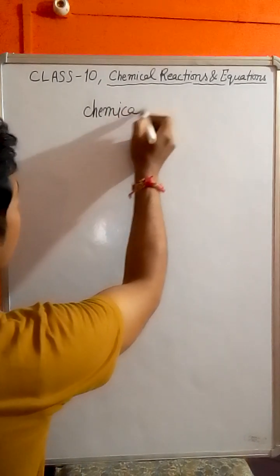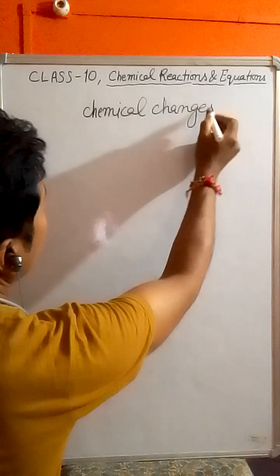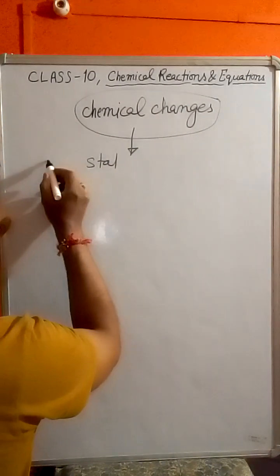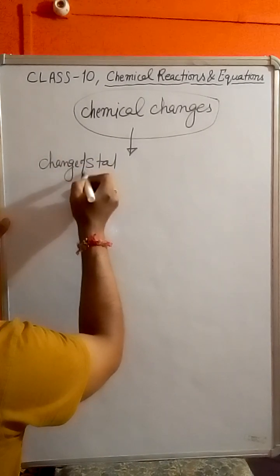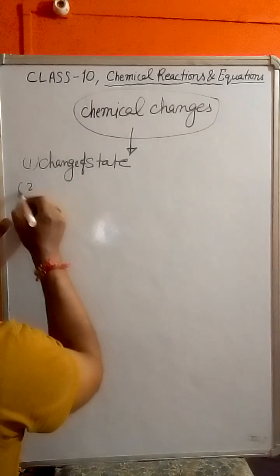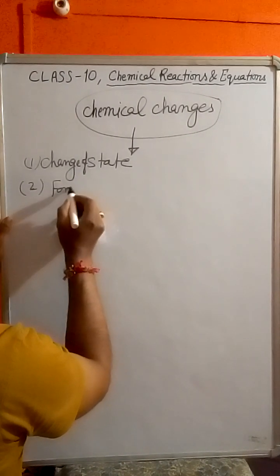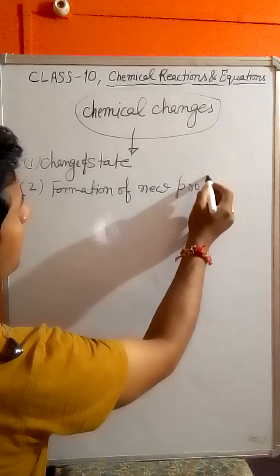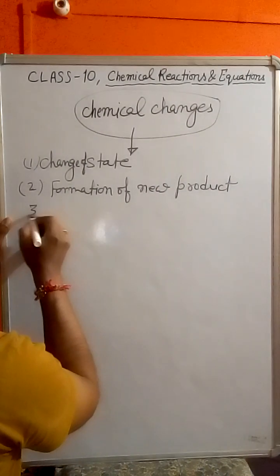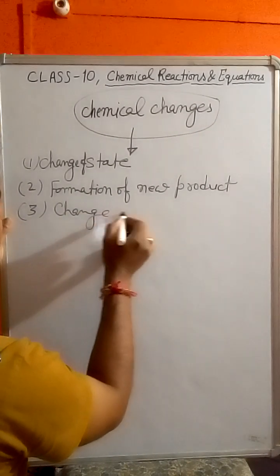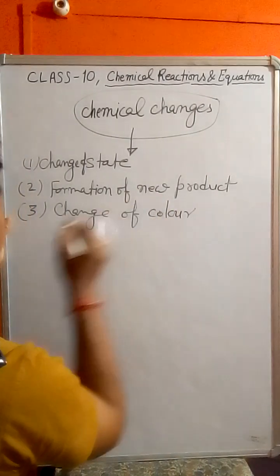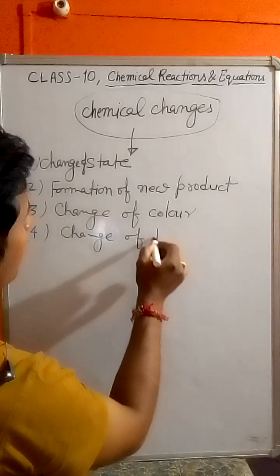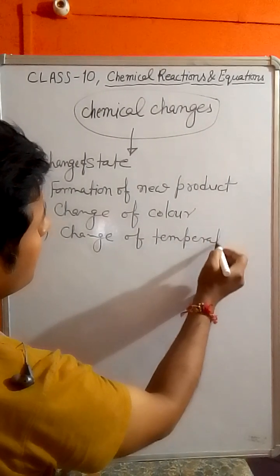So chemical changes occur when there is a change of state, the formation of a new product, okay, then a change of color or a change of temperature.